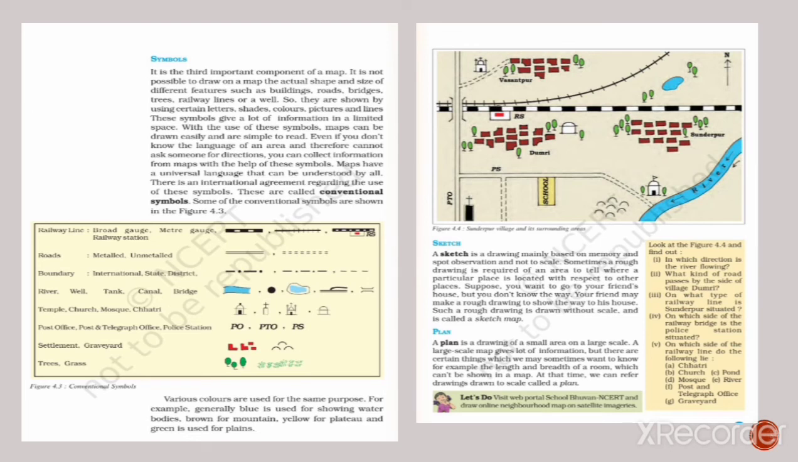Next, what is meant by a plan? Drawing of a small area on a large scale is called a plan. Simply, we can say representing a small area on a large scale is called a plan. Suppose we have to construct a house or a building, it is first represented on paper. We can see that every idea or every piece of information we need to complete the construction is included in this plan.